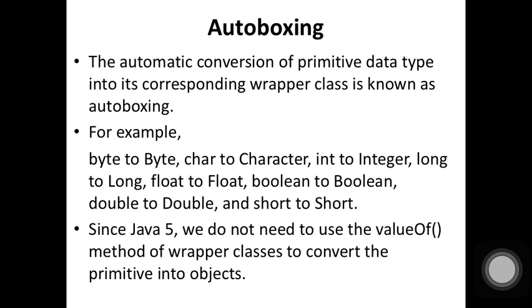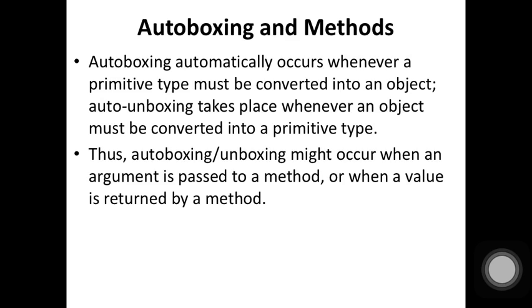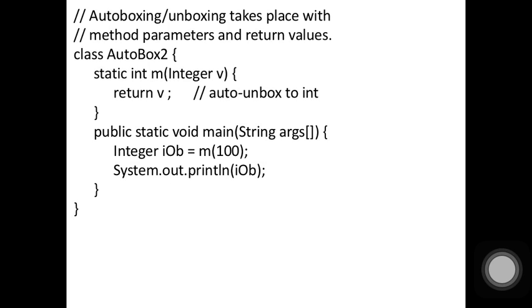Autoboxing occurs automatically whenever a primitive type must be converted into an object. Auto unboxing takes place whenever an object must be converted into a primitive type. And we'll see a simple example of how these things take place automatically. Define one class. Inside the class I define a static method with the name m, and it accepts one Integer v. Here v is an object of the Integer class and it returns the value v. Now here we are returning the value v, but v is of type Integer, but we are returning an int value.